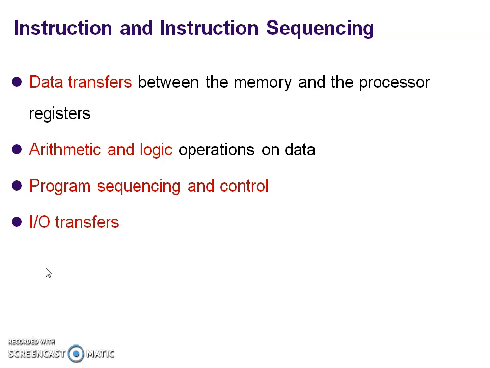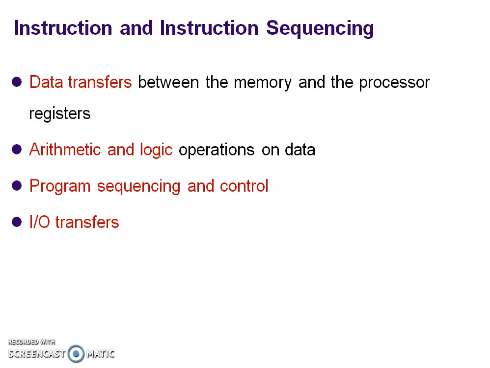The different operations performed by the computer, which we have learned earlier, are the data transfer between the memory and the processor registers, then the arithmetic and logic operations on the data, then program sequencing and control, then the I/O transfers. So we can start with learning about the transfer of data as well as performing the arithmetic and logic operations. The instructions that help these two tasks we can learn in this video.